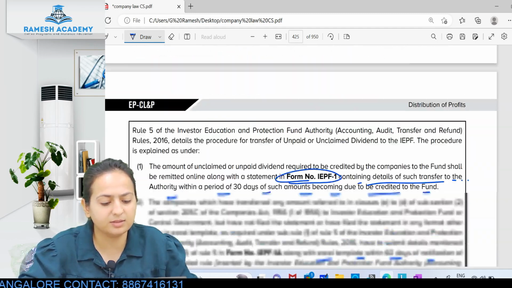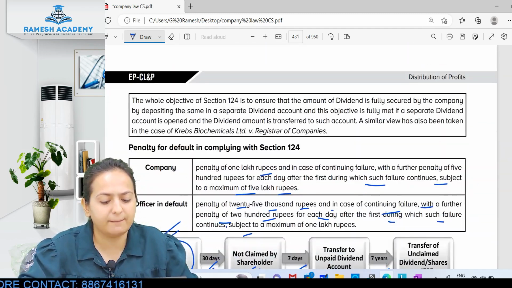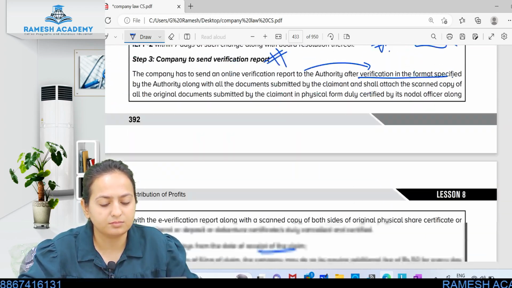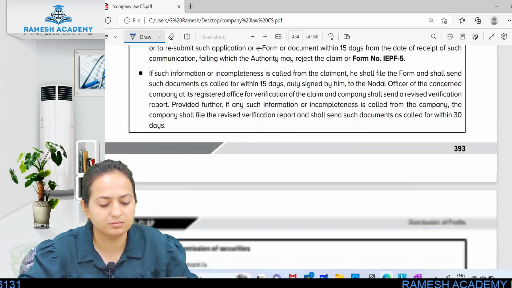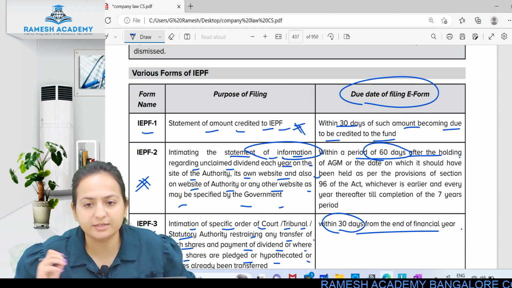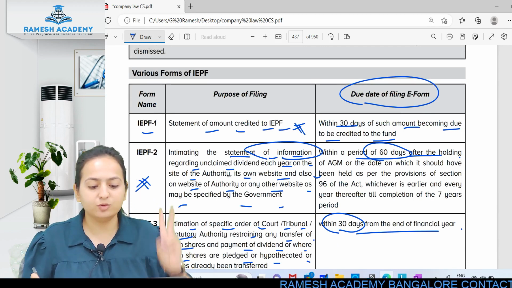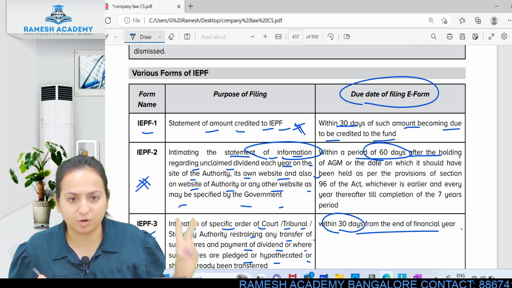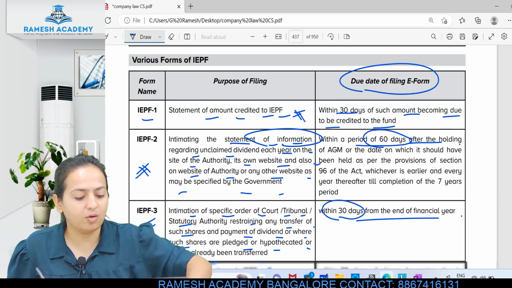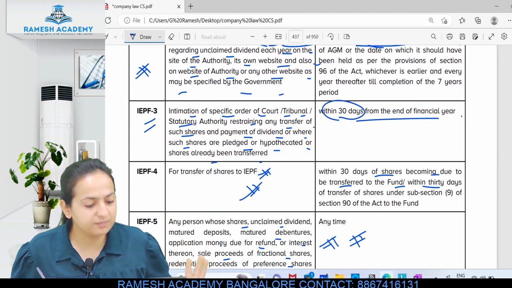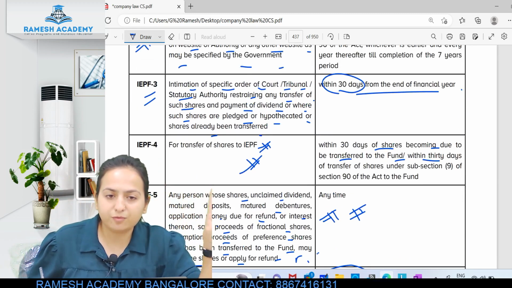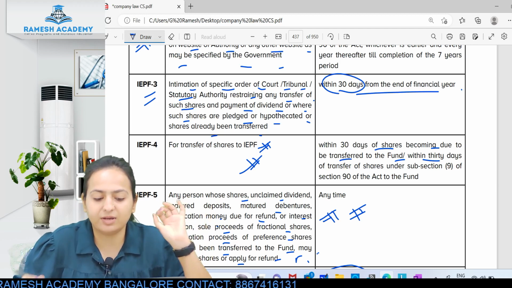In IEPF, there are some forms that we have studied. For example, IEPF 1 was the statement of the amount credited to IEPF. IEPF 2, statement of information regarding the dividend on the authority website and your own website. IEPF 3, intimation of specific order of court or tribunal restraining the transfer, within 30 days from the end of the financial year. Then IEPF 4 for transfer of shares to the IEPF.